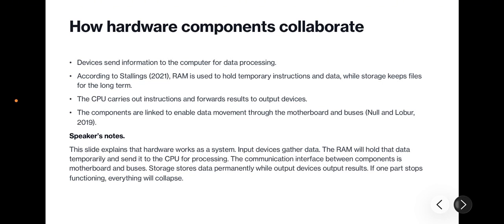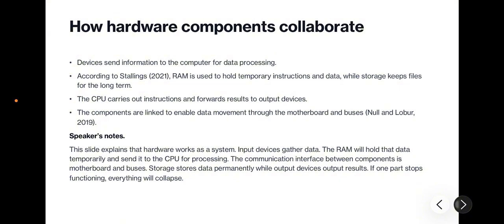How hardware components collaborate. Devices send information to the computer for data processing. According to Stelling 2021, RAM is used to hold temporary instructions and data, while storage keeps files for the long term. The CPU carries out instructions and forwards results to output devices. The components are linked to enable data movement through the motherboard and buses.